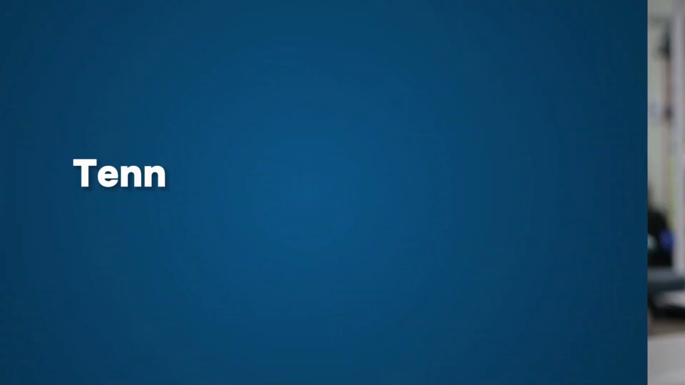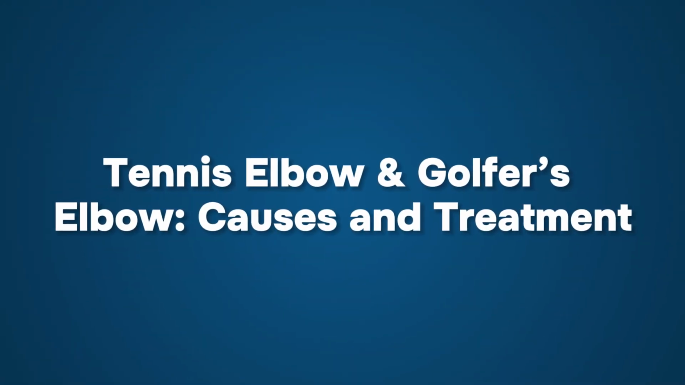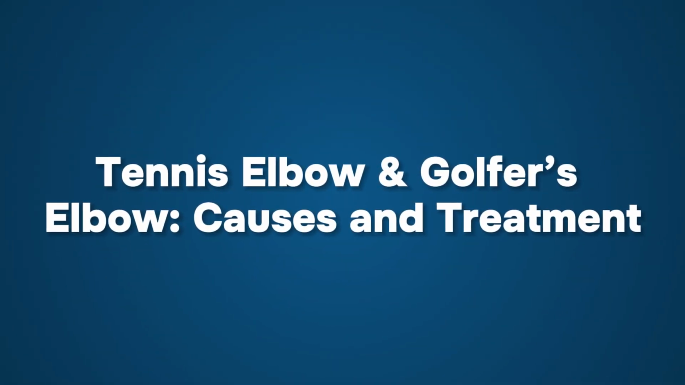Today we're going to talk about tennis elbow and golfer's elbow and some of the causes and treatments of those pathologies. First of all, those terms are the layperson terms for something otherwise known as medial or lateral epicondylitis. So what does that mean? Elbow pain. Lateral means the outer side, medial being the inner side, and the epicondyle is the bony projections on either side of the elbow. When we talk about epicondylitis, itis means inflammation.